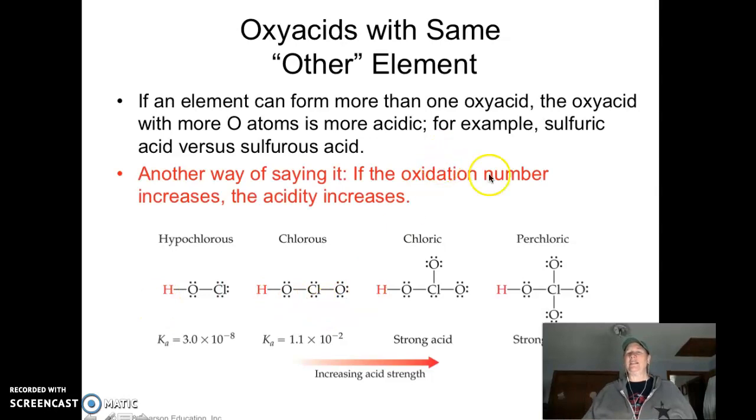Another way of saying it is the oxidation number increases then, because the oxidation number here would be +1, here it's +3, and so on and so forth. But not a big deal. Just wanted to show you what happens because we've got a lot of acids where you just add one more oxygen onto them. Okay, and again, those are oxyacids.